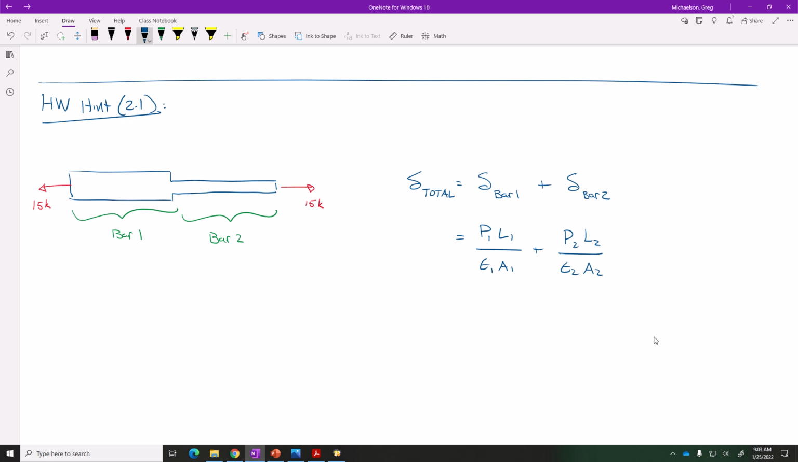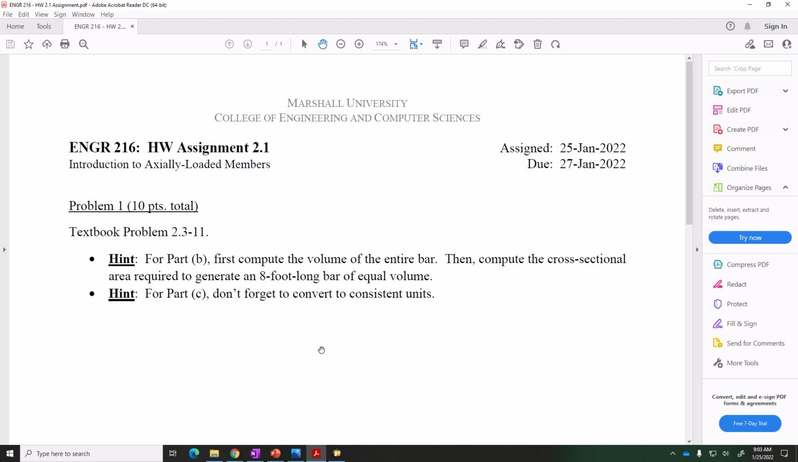Okay, and I put that in a hint on the homework assignment. I said that for part B, first compute the volume of the entire bar, then compute the cross-sectional area required for an 8-foot long bar to generate an 8-foot long bar of equal volume. Okay, because I think that's a good mental exercise, but I wanted to give you a hint to help you out on that. And for part C, don't forget consistent units.